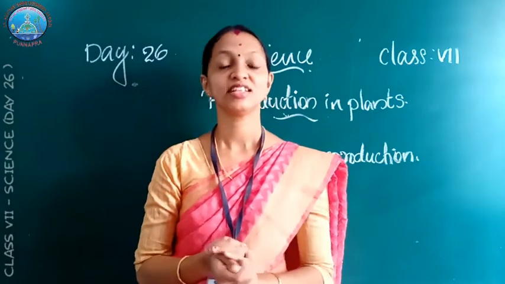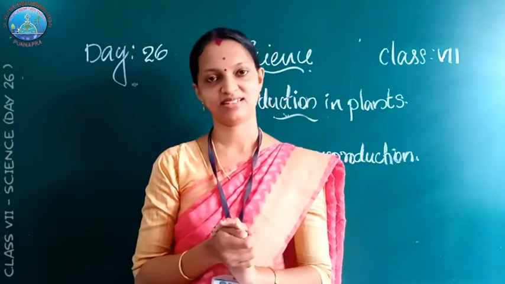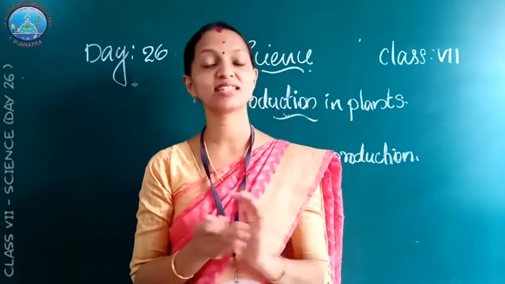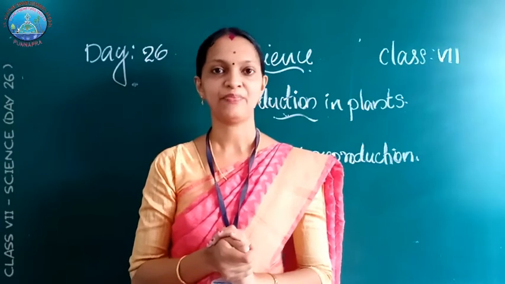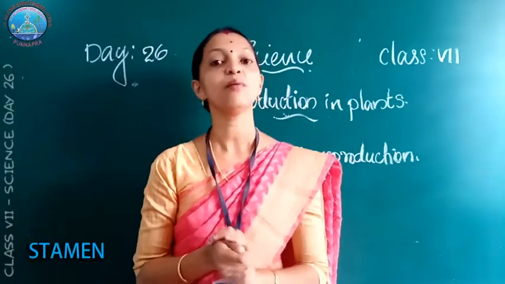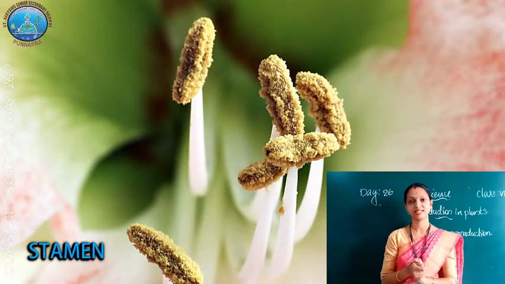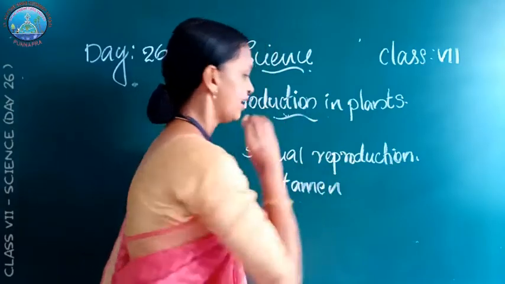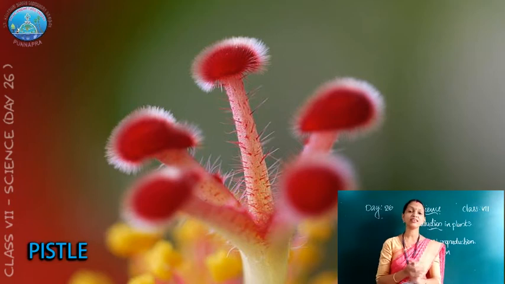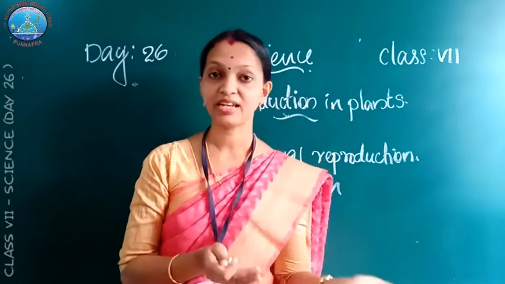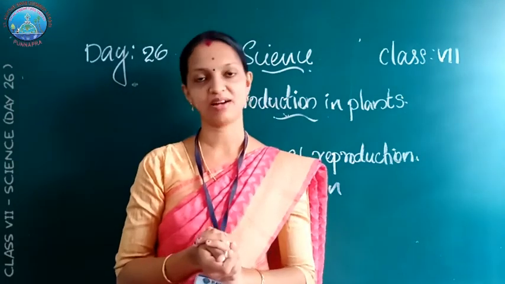We know that the flower is the reproductive part of a plant. In lower class you learned that the flower is the reproductive part of a plant. The flower consists of stamen and pistil. The stamen is the male reproductive part of a flower, and pistil is the female reproductive part of a flower. That is the male reproductive part and female reproductive part.